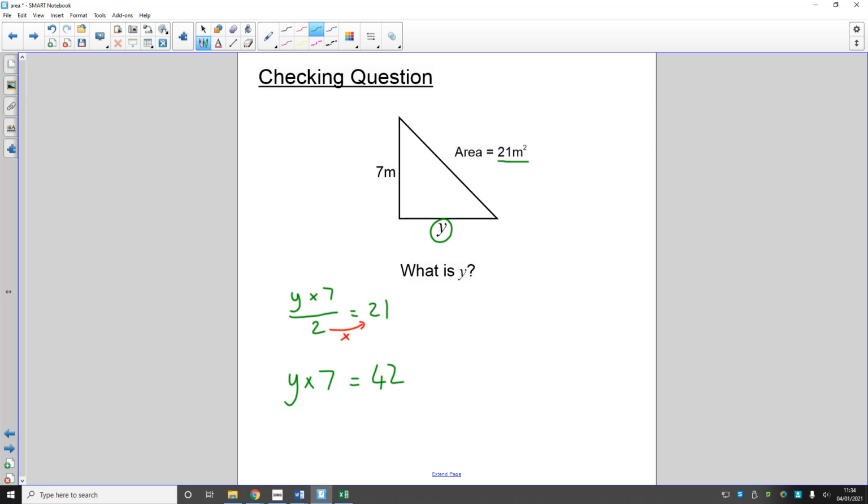And now we need to work out what do we times by 7 to make 42. Well, 6 times 7 makes 42, so y is equal to 6. In this case, y is equal to 6 meters.